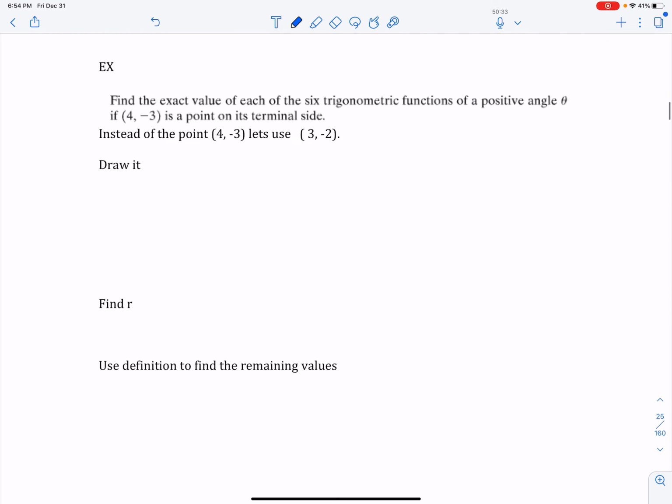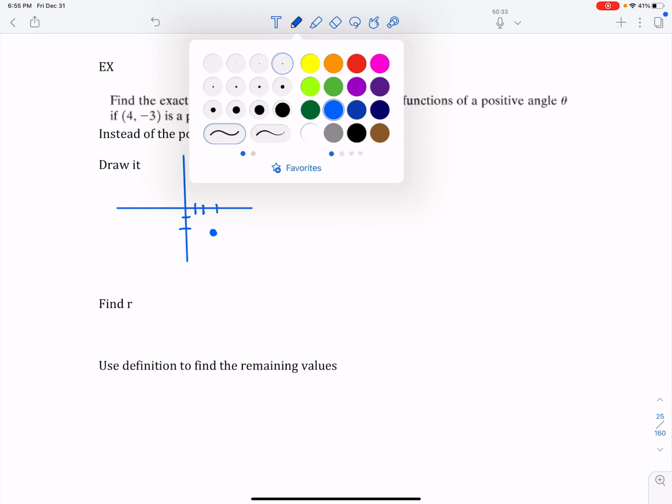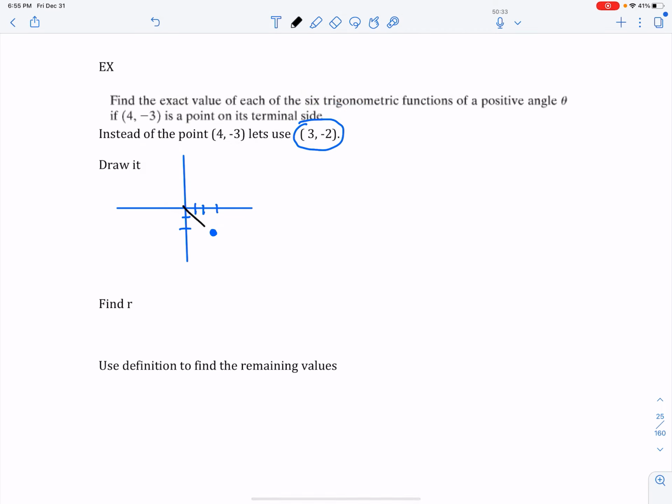Alright, so let's look at this next example. Find the exact value of each of the six trig functions of the positive angle theta, and I put a note here that we're going to use the point (3, -2). So the first thing I want to do is draw this out because I want to know which quadrant I'm in. A positive 3 is for the x-axis and a negative 2 is for the y-axis. So if I draw this angle, my terminal side is falling in quadrant number 4.